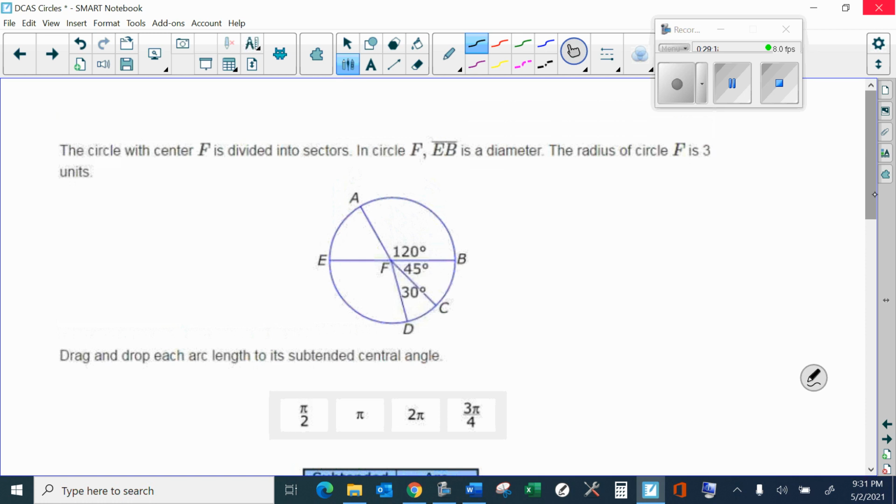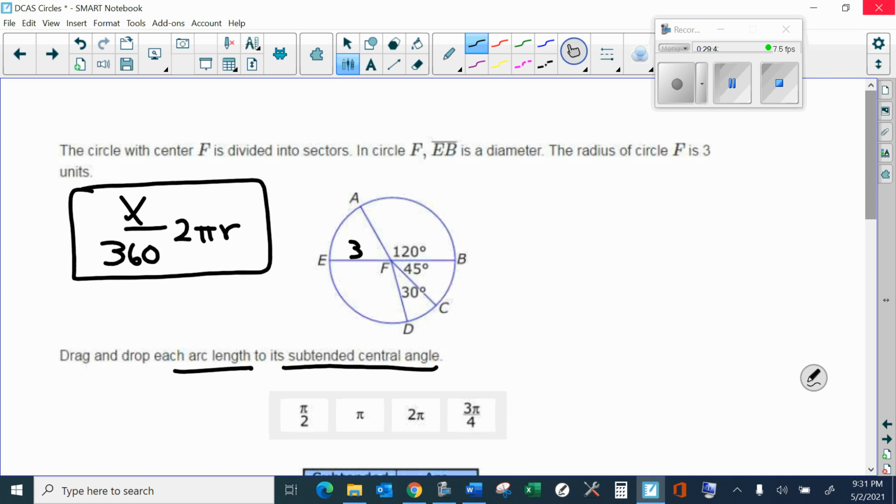Okay, the circle with center F is divided into sectors. Circle F, EB is the diameter. The radius of F is 3 units. Okay, drag and drop each arc length to a subtended central angle. Remember, arc length is x over 360 times 2 pi r. You have to have this memorized. It's not given to you. That's why this is a highly missed one.